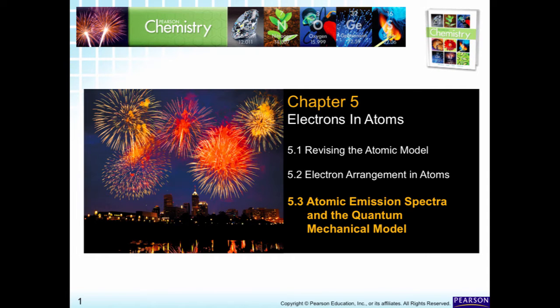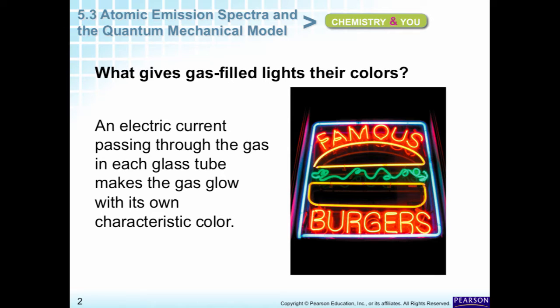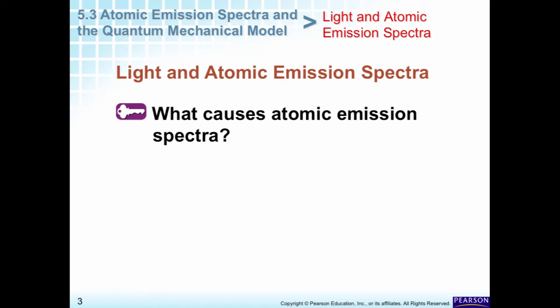Hi, and welcome to Chapter 5.3, Atomic Emission Spectra and the Quantum Mechanical Model. In this picture we see a typical neon sign advertising hamburgers. Some of you might really like that. What's happening is electricity is going through these tubes that are filled with neon gas or one of the other noble gases, and it makes the gas glow with its own characteristic color. Now, what causes this atomic emission spectra is what we're going to answer in this video.